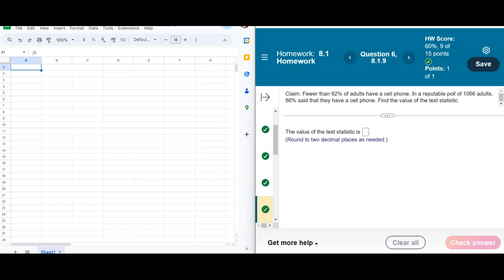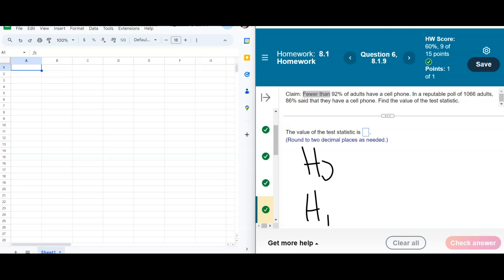Hey, so we're going to look at how to find test statistics for a one proportion z-test with your spreadsheets. When I see a claim that fewer than a certain percentage of adults have a cell phone, that's the alternate hypothesis. So we always have two claims, two hypotheses. We have the null and we have the alternate. That's a 0, by the way. They have a colon beside the H0 and the H1.